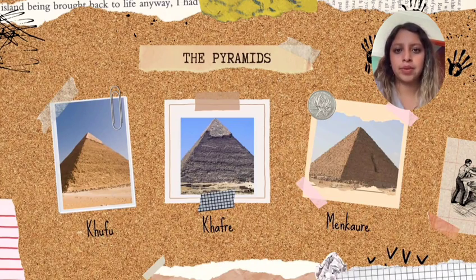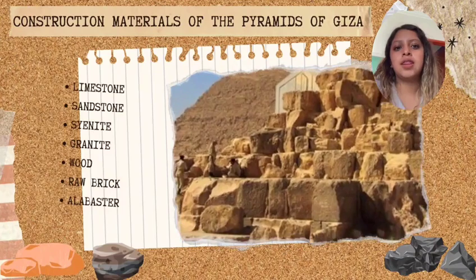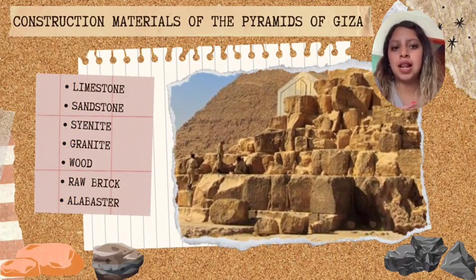of the valley. The three pyramids are arranged in order of size and age following an axis running from northeast to southeast. Several types of materials have been used for the construction of the pyramids: limestone, sandstone, granite, wood, rock brick, and alabaster.